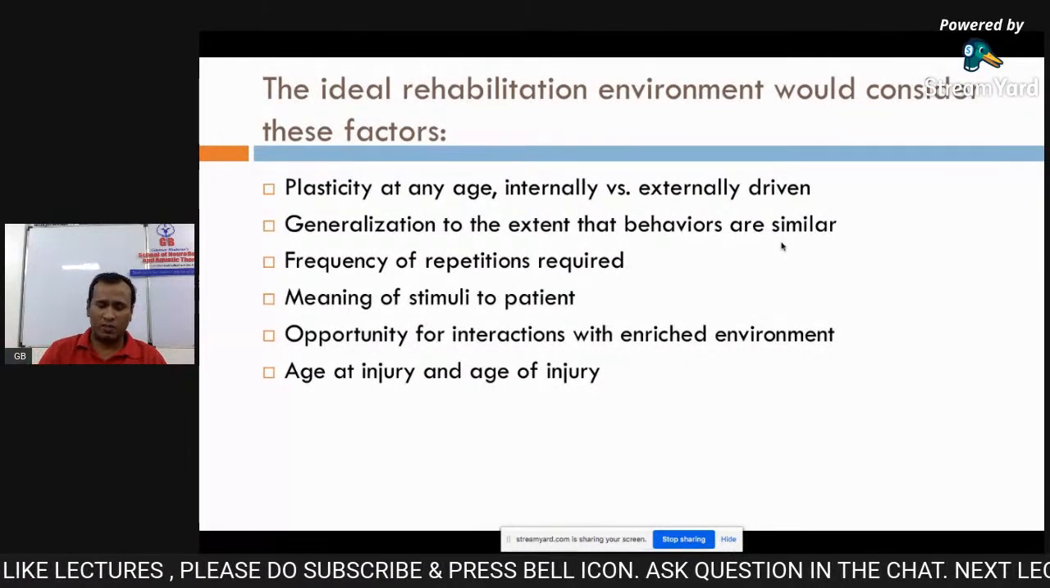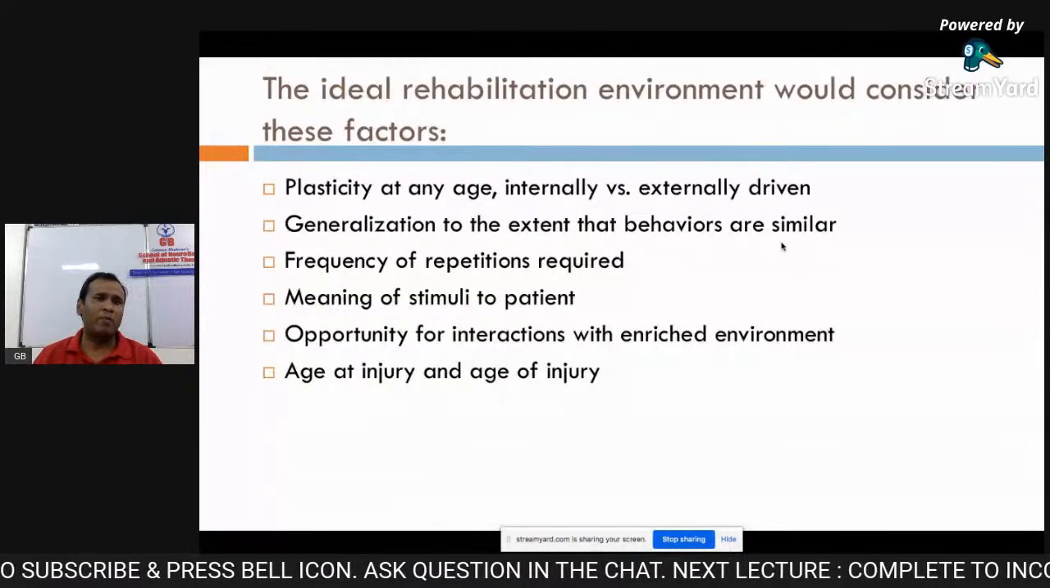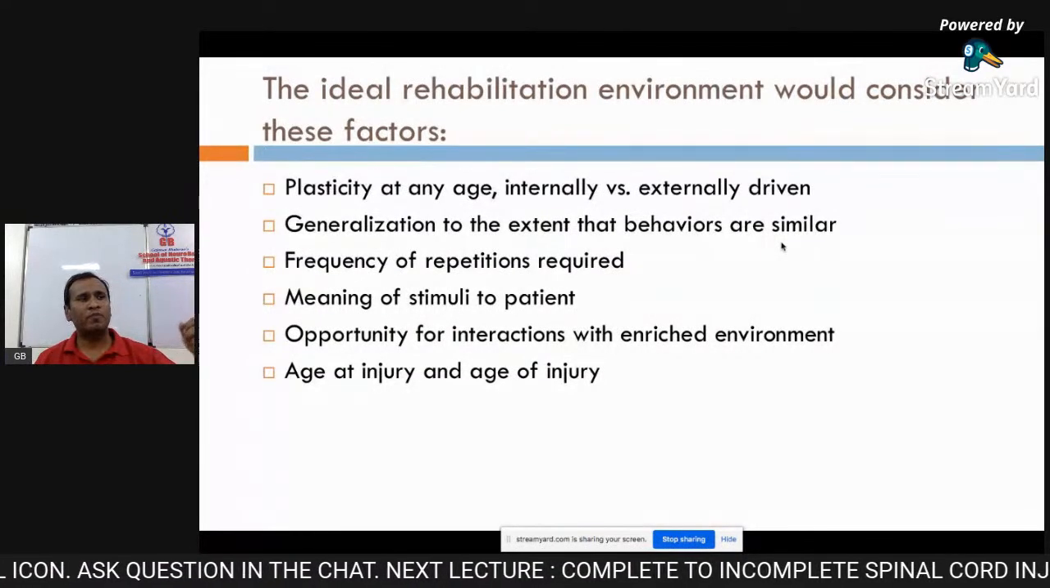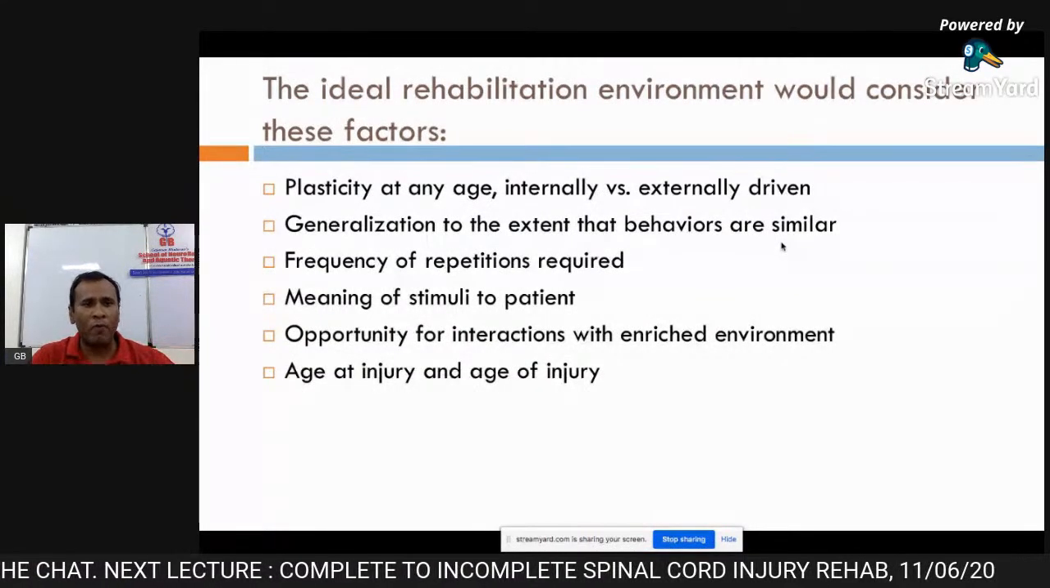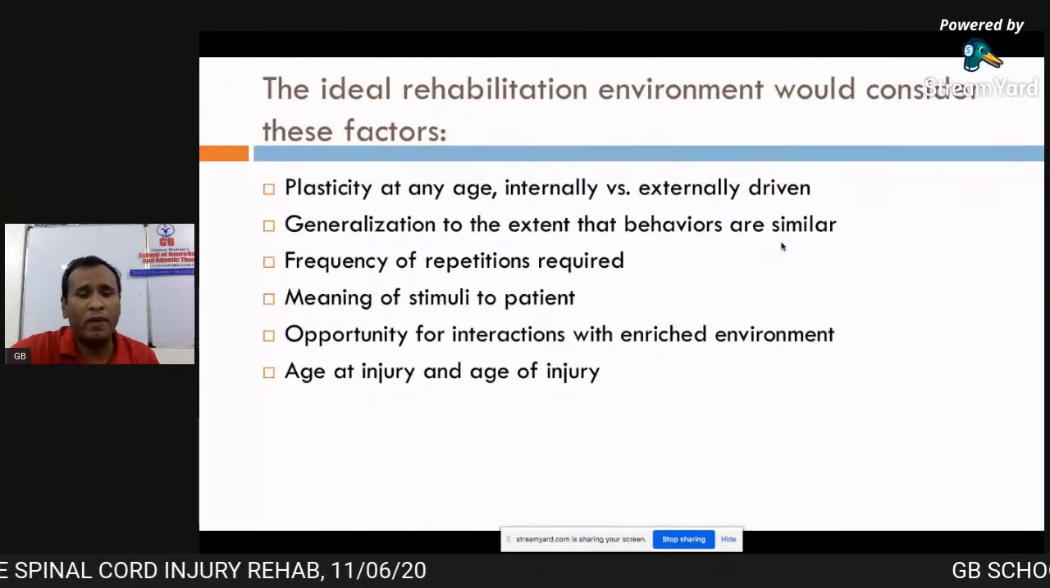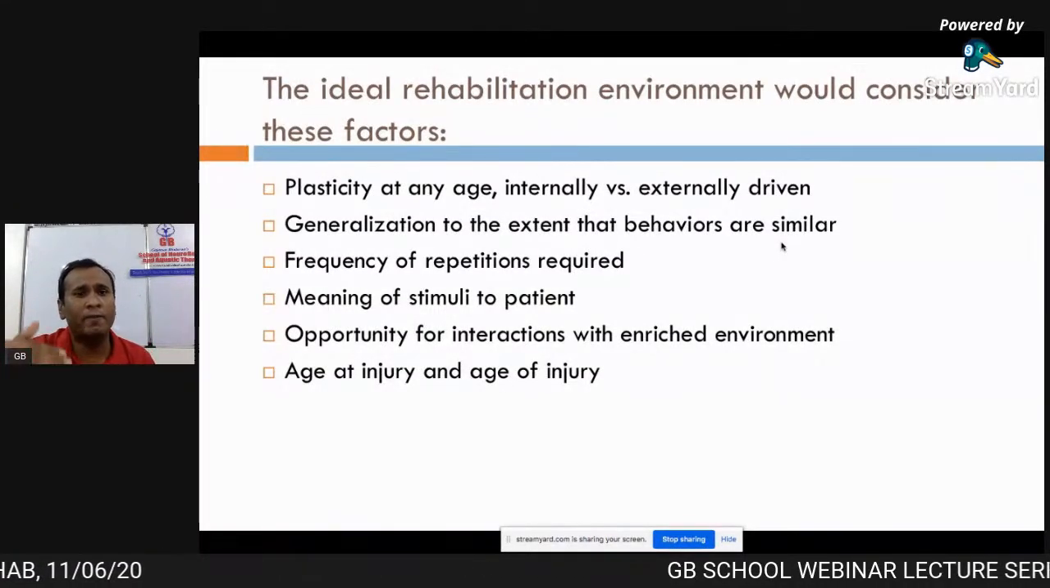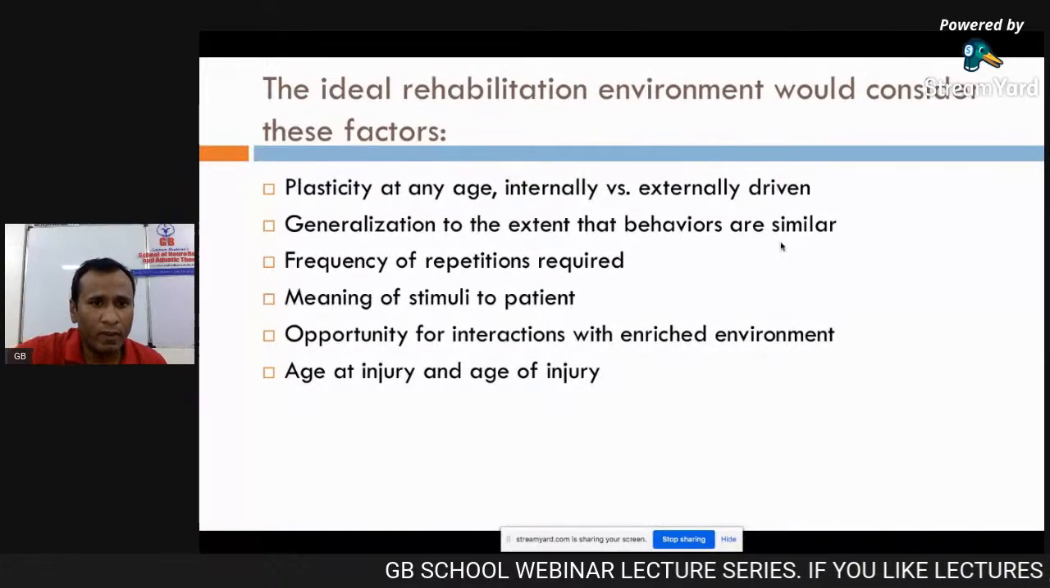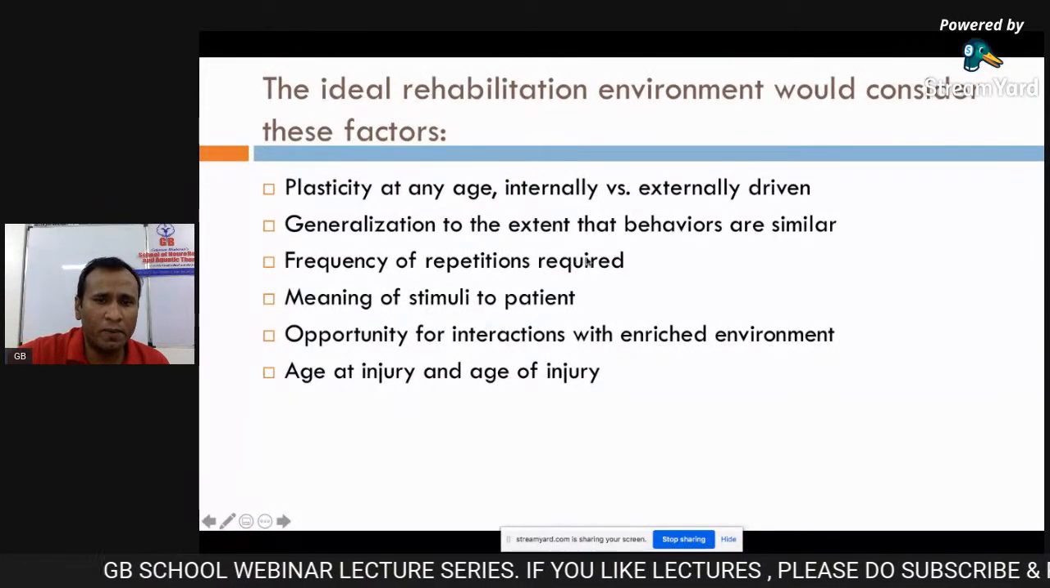Walking with hurdle crossing given in the therapeutic department is similar to crossing a bar, or crossing a pavement, or crossing some stones in the path. So the more you go to the real life environment, there is good generalizability and more learning. And there has to be frequency of repetition required.